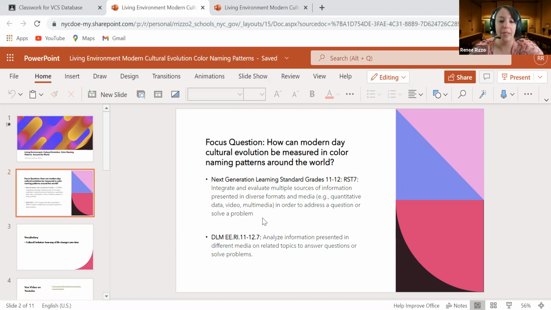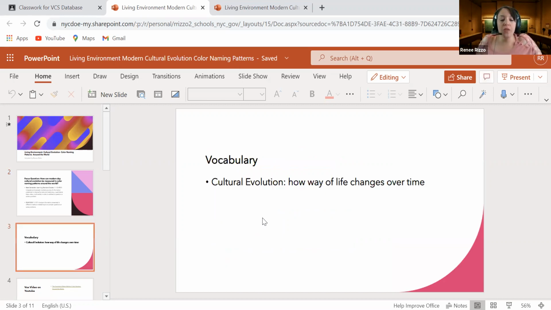The DLM essential element for grades 11 through 12 addressed is 11 through 12.7: Analyze information presented in different media on related topics to answer questions or solve problems. The vocabulary, which I would introduce and define for students to increase the likelihood that they will comprehend. The context of this lesson is cultural evolution, how way of life changes over time.